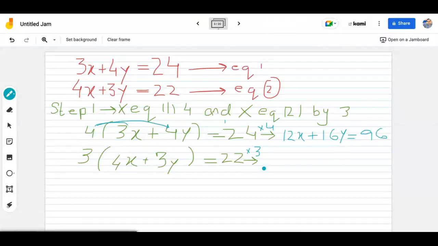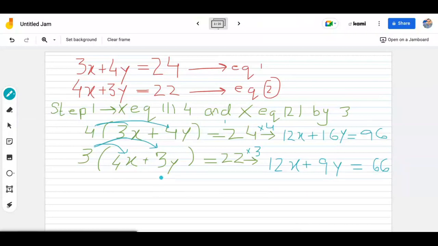Now move to equation number 2. 3 times 4 and then 3 times 3. When you open the bracket, 3 times 4 equals 12x plus 3 times 3 is 9y. And now 22 times 3. Let's multiply with the ones first: 3 times 2 is 6, and then with the tens, 3 times 2 is 6 again.